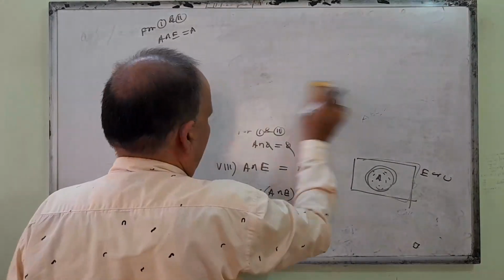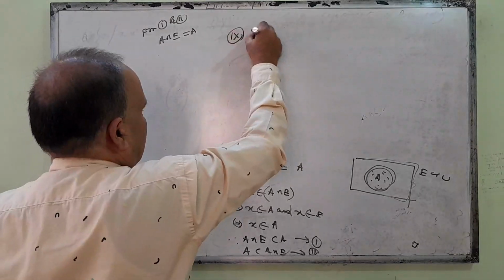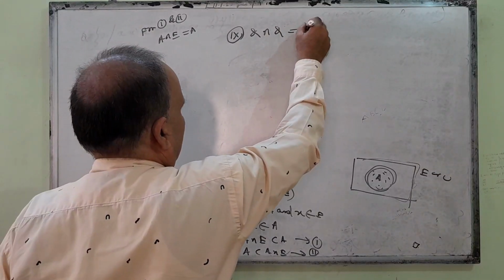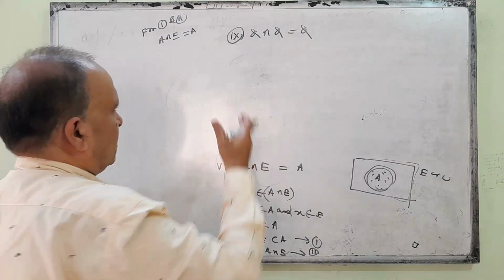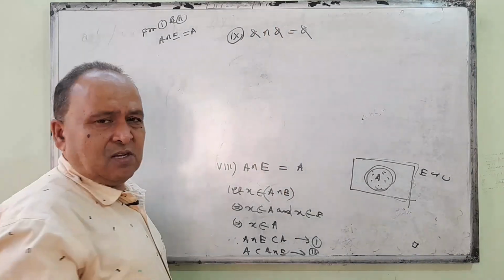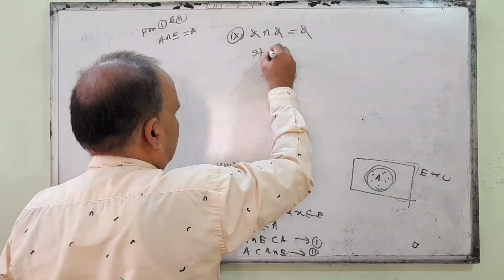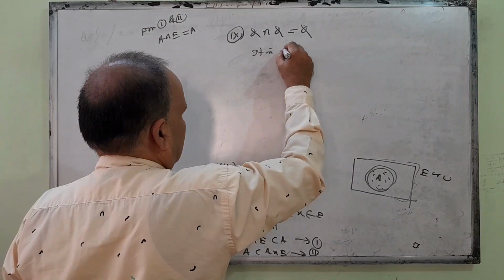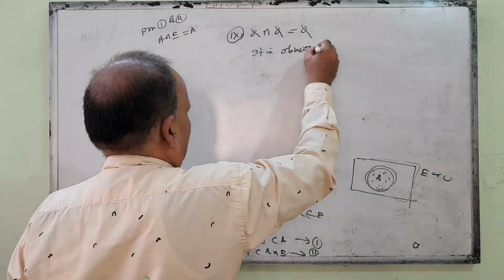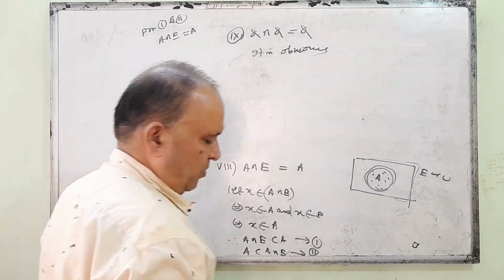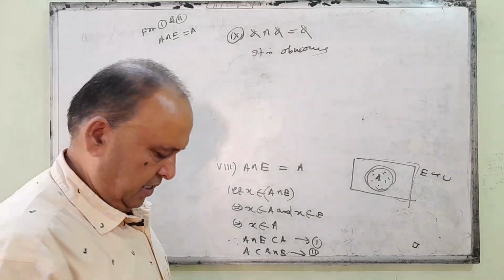From 1 and 2, A intersection E is equal to A. Next come to your ninth property, that phi intersection phi is equal to phi. Empty intersection empty is equal to empty. It is obvious. Proof. These are the properties of intersection.